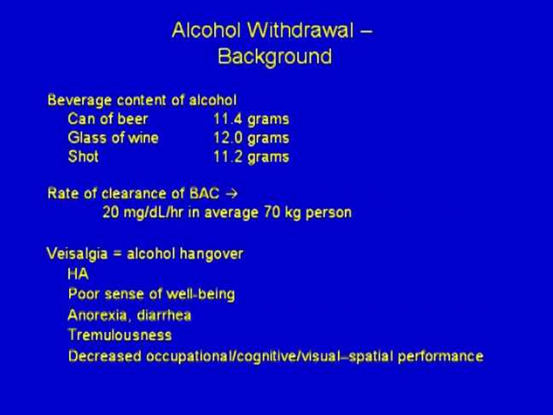A couple fun facts. The beverage content of alcohol: a can of beer, a glass of wine, and a shot all have about the same amount of alcohol. Actually, wine has the most. The rate of clearance for blood alcohol in the average person is about 20 milligrams per deciliter per hour. Visalgia is the name for hangover: headache, poor sense of well-being, anorexia, diarrhea, being tremulous, and having poor performance overall.